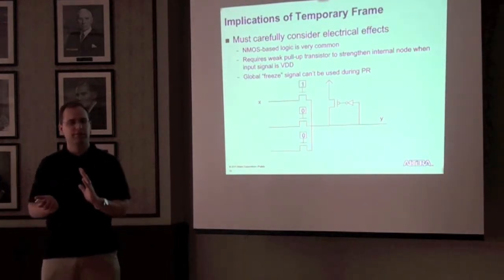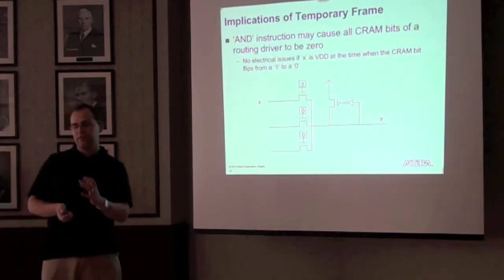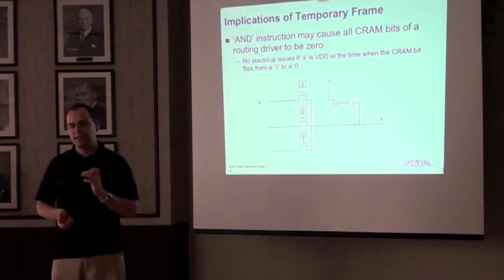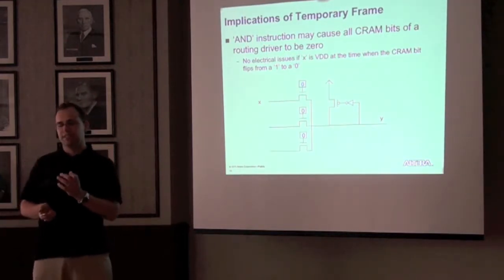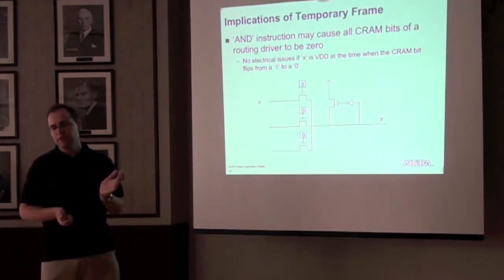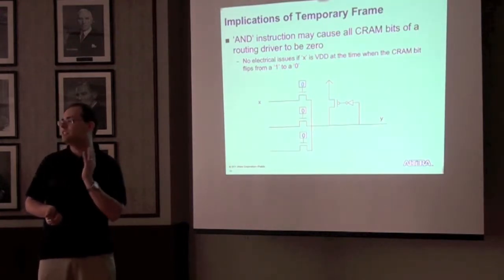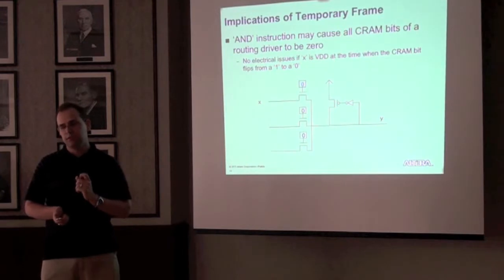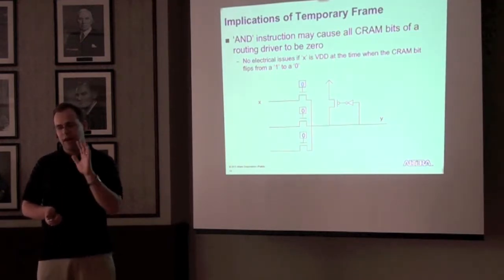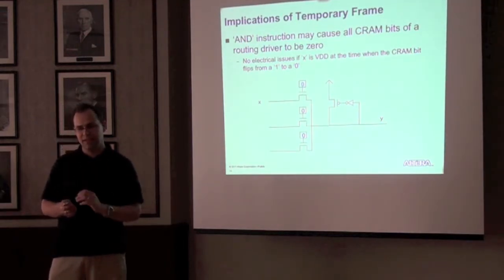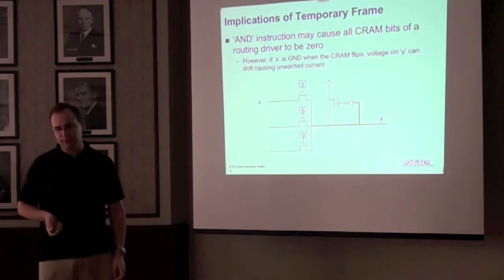Where the whole device is being reprogrammed, only some of the device, so we have to be careful. So the AND instruction, as I was saying, causes all of the CRAM bits of this routing driver to be 0. So there's no electrical issue if X is VDD at the time at which the CRAM bit flips from a 1 to a 0, because then the weak pull-up transistor will engage and re-strengthen the signal to Y, and we're all nice and happy because the transistor then shuts off.